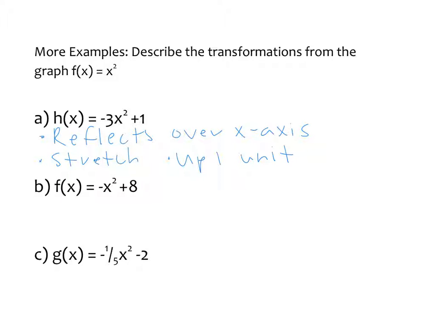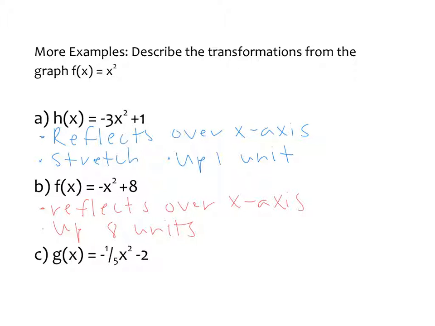All right, let's look at part B. f of x equals negative x squared plus 8. Again, the negative in front means we have a reflection, reflects over x-axis. There is no coefficient in front of the x squared, so it's a negative 1. That just means we have a reflection, so the 1 just means that we're similar to the parent function. There is no stretch or compress. Then the plus 8 is up 8 units.